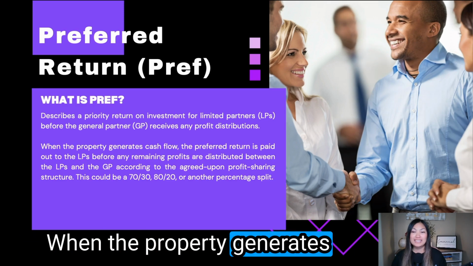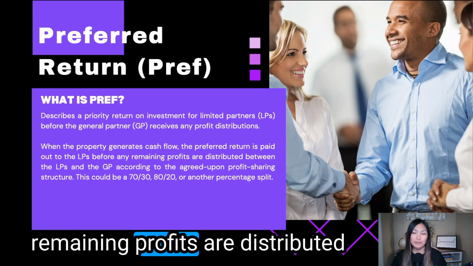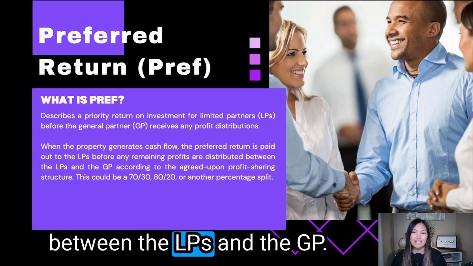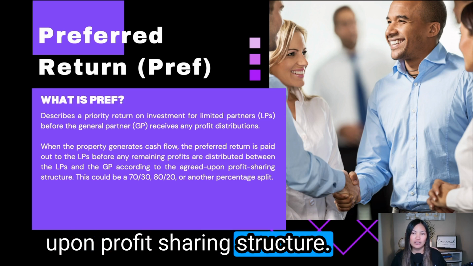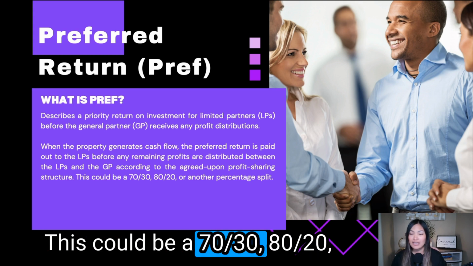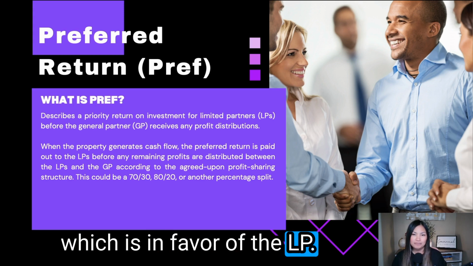When the property generates cash flow, the preferred return is paid out to the LPs before any remaining profits are distributed between the LPs and the GP, according to the agreed-upon profit-sharing structure. This could be a 70-30, 80-20, or another percentage split, which is in favor of the LP.